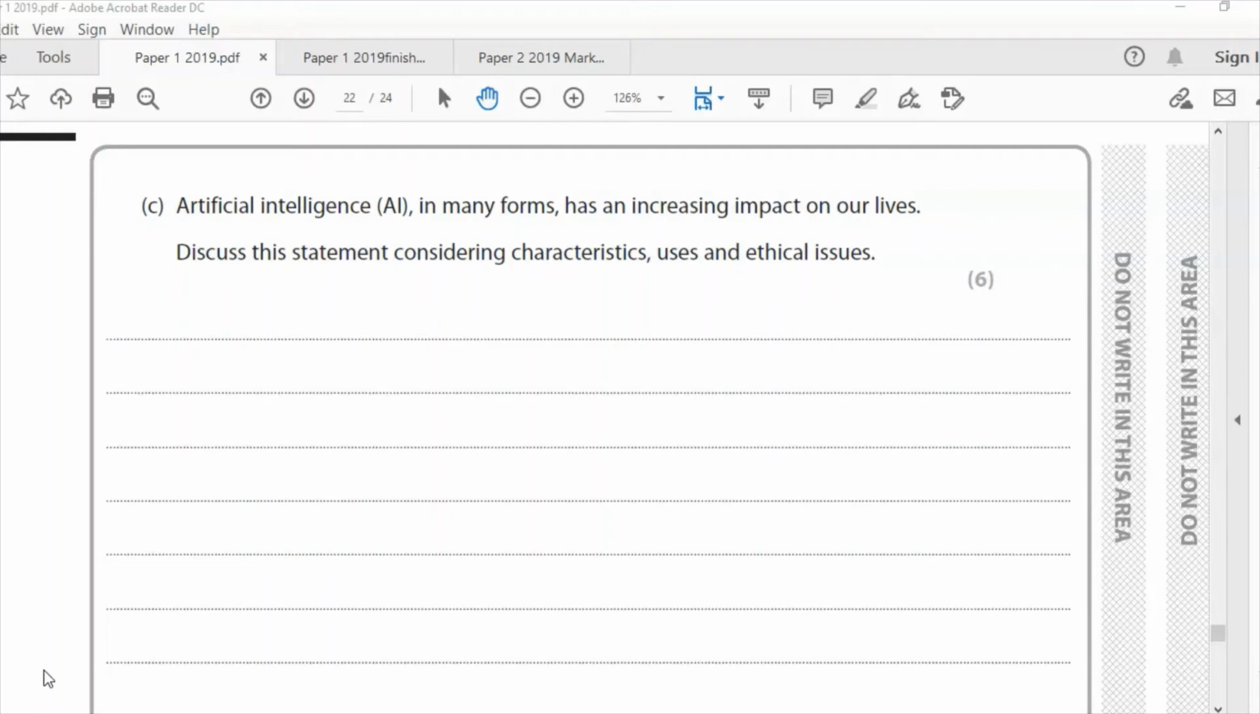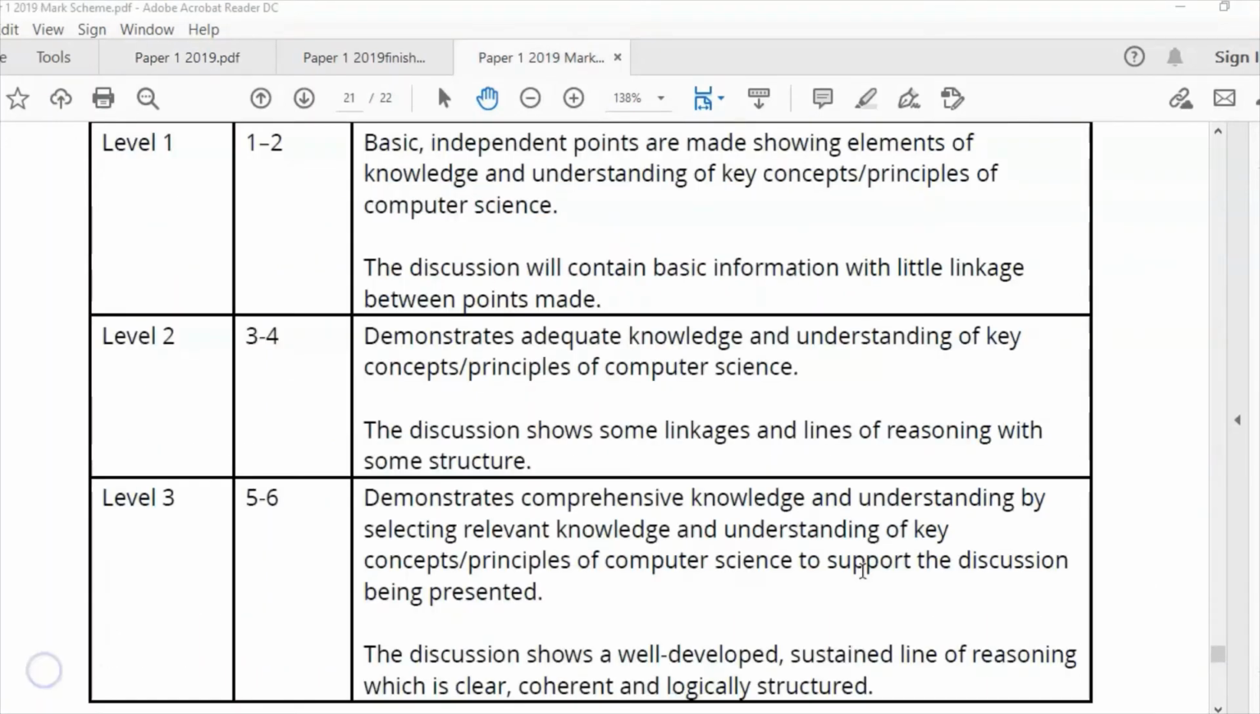Let's read the question through, then we'll look at the mark scheme and understand what the examiners are expecting in their answer to this question. Artificial intelligence, AI, in many forms has an increasing impact on our lives. Discuss the current statement considering characteristics, uses, and ethical issues.